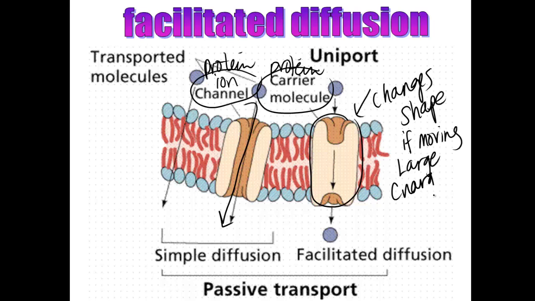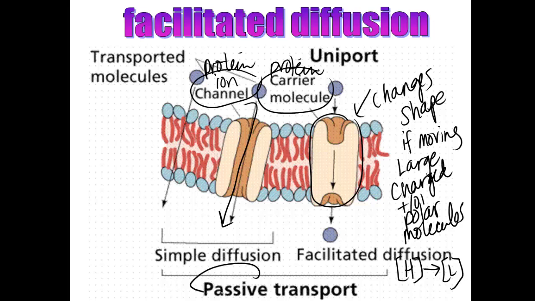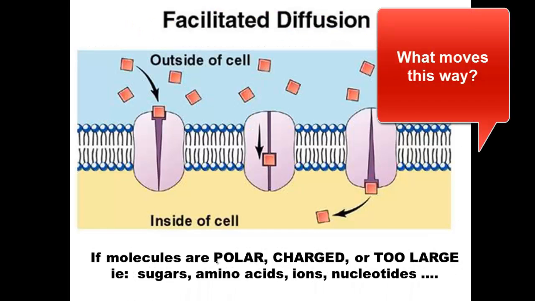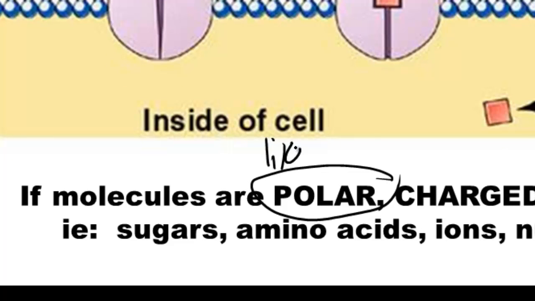And of course, the things that have to move this way are things that are larger, things that are charged, or things that are polar. And these are molecules that will need facilitation. And if you're moving from a high concentration to a low concentration, then we call that passive transport. Facilitated passive transport. Moving from high to low, but you just need a little help. You need some facilitation. So what's actually going to move this way? What is polar, charged, or too large?